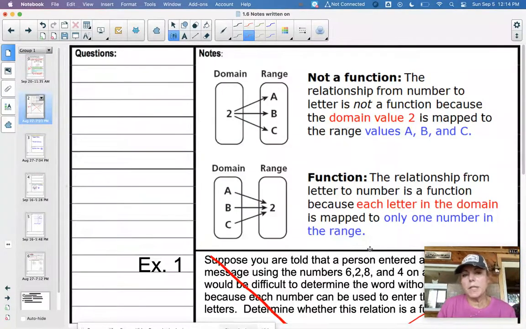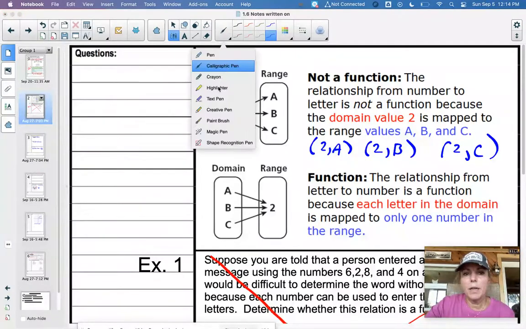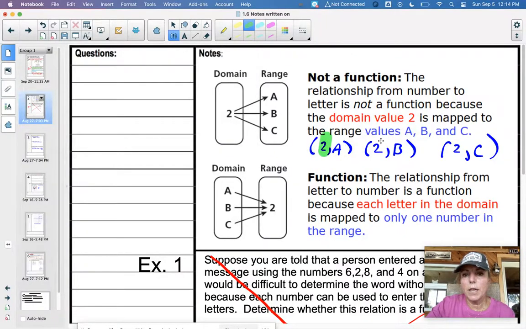Here's some other examples. Here's an example of not a function. 2 is mapped to A, 2 is mapped to B, 2 is mapped to C. We're determining if it's a function, so we're looking at the X's. They repeat, not a function.